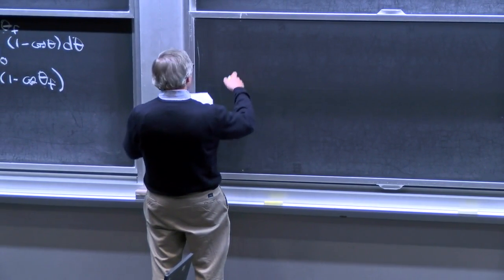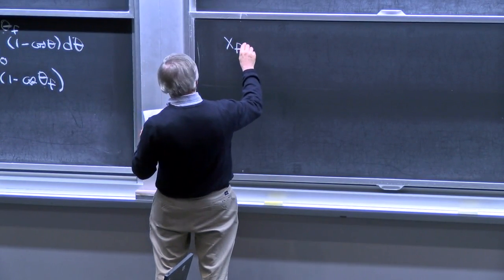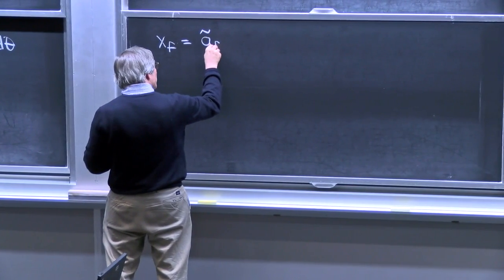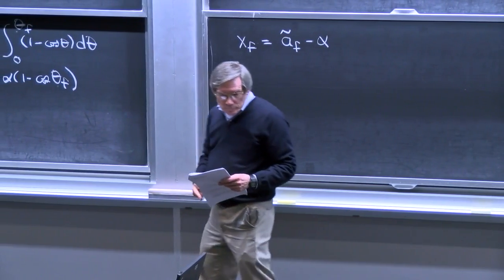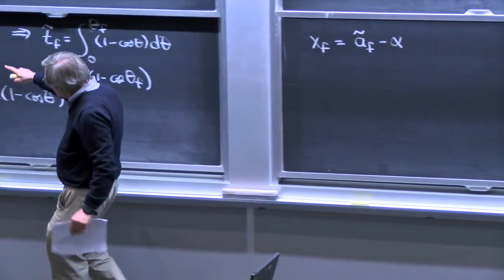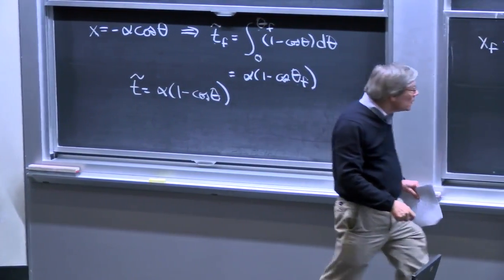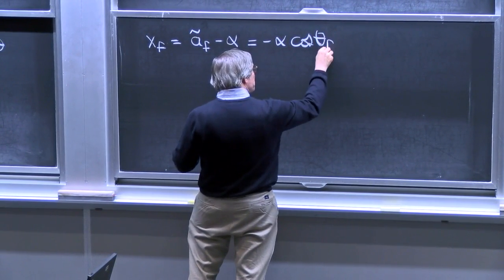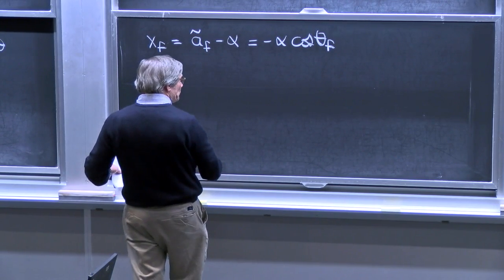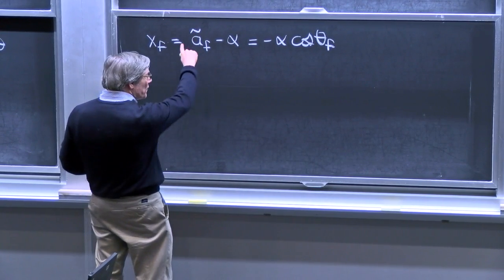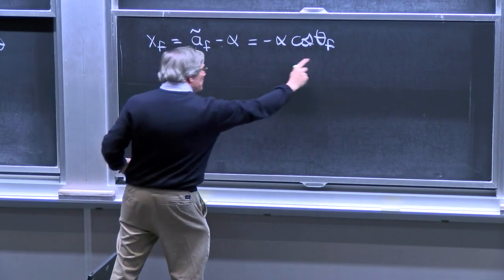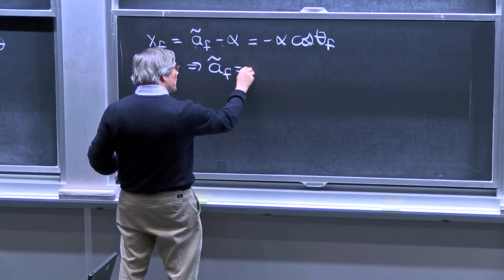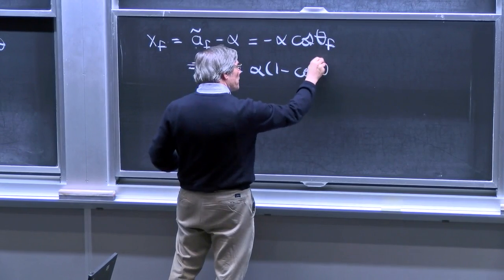And then we have the final value of x. X is equal to a tilde minus alpha. So the final value of x is equal to the final value of a tilde minus alpha. And the final value of x is also related to theta by this equation, which is what we're trying to get, how theta is related to the other variables. So this is equal to minus alpha cosine theta sub f. And now we might want to solve this for a tilde sub f, which just involves looking at the right-hand half of the equation, bringing this alpha to the other side, making it plus alpha. So this implies that a tilde sub f is equal to alpha times 1 minus cosine theta sub f.